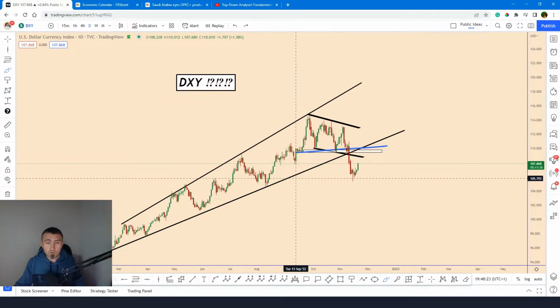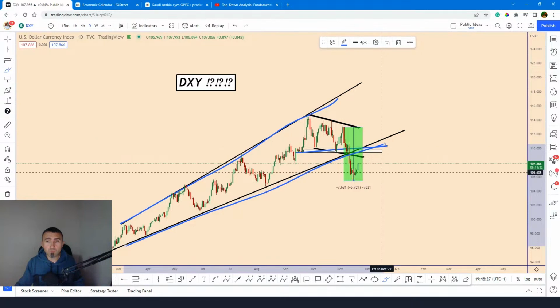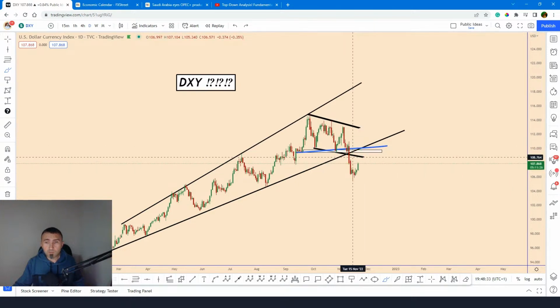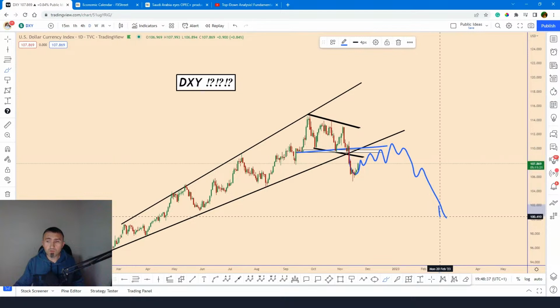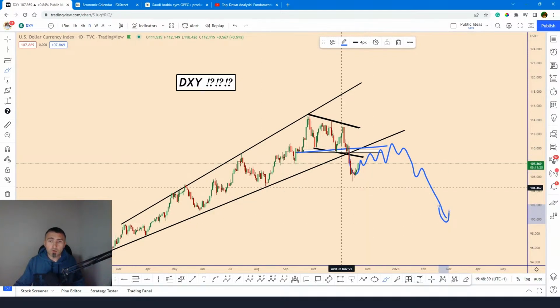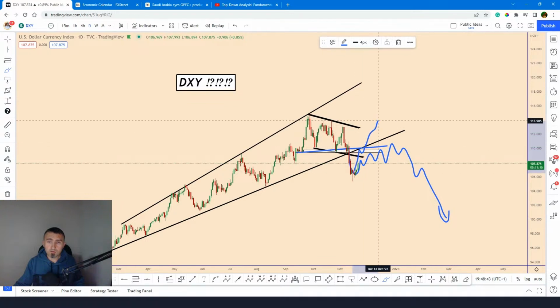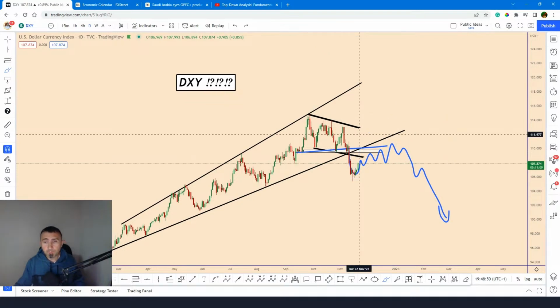So overall, considering that we are still in a type of broadening wedge pattern that was already broken at this point, probably we may see the price create some type of correction before it continues with the bearish move, or the probability is also high that we may see even a bigger correction. So this is not clear at all right now.